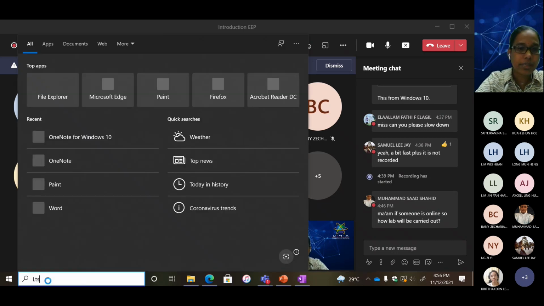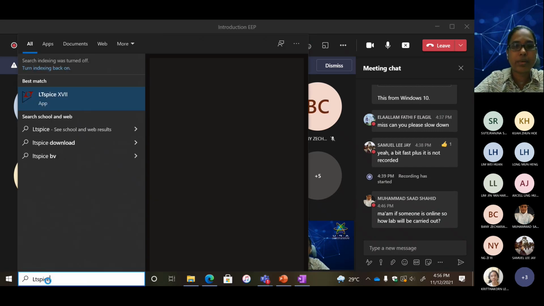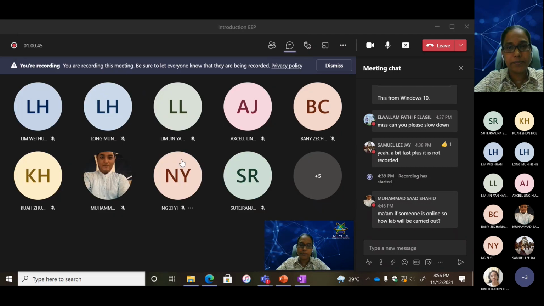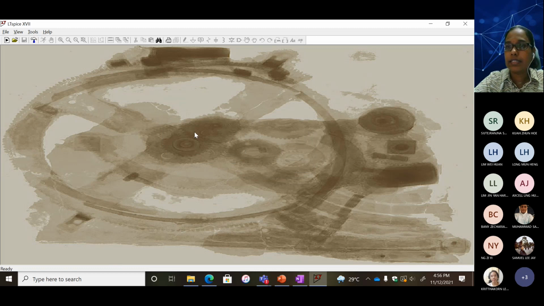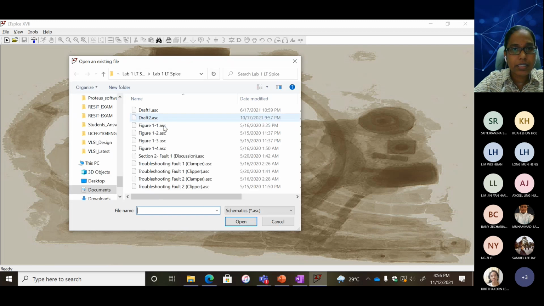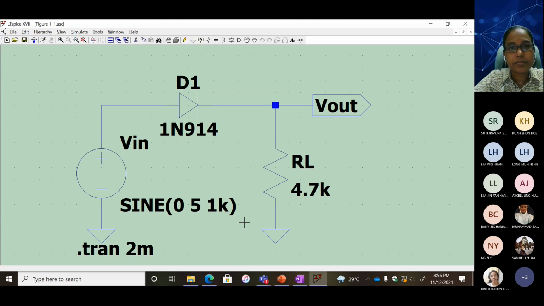I would recommend, not recommend, you need to use LT Spice. In your lab they are already specified. Let me see whether I can find any simple figure here. Okay, for example this one, this is a simple one. It is not related to your lab, but I just show you how it looks like.